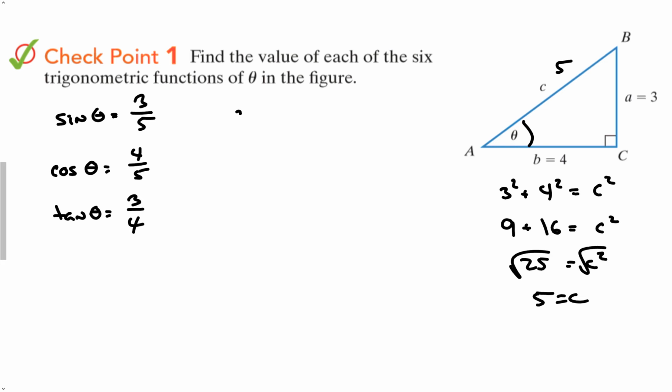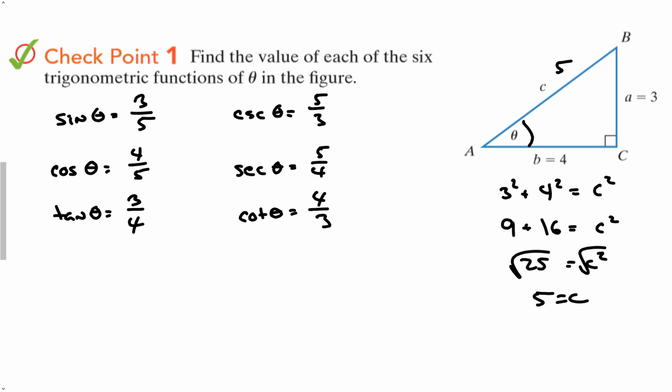My reciprocal identities, the cosecant, the secant, and the cotangent are just reciprocals. And I like to keep them in this order, right? Sine goes with cosecant, so it's easy to just flip that over. Cosine and secant are my reciprocals, and cotangent and tangent. Okay, and so those are the 6 trig values of theta.